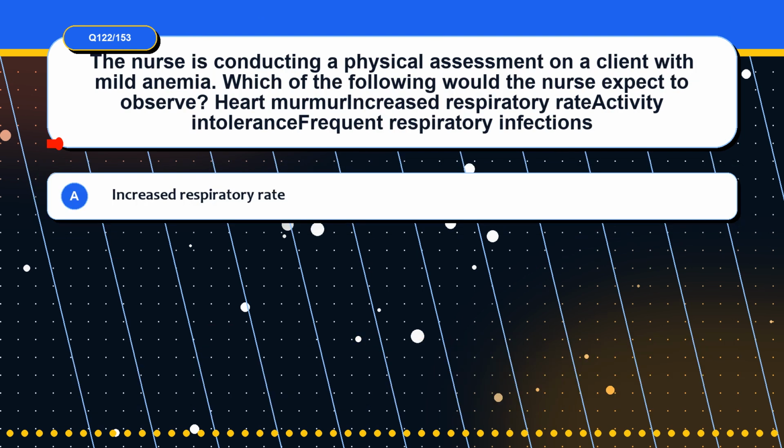Question 122. The nurse is conducting a physical assessment on a client with mild anemia. Which of the following would the nurse expect to observe? Heart murmur, increased respiratory rate, activity intolerance, frequent respiratory infections. Here are the options. Option A. Increased respiratory rate.